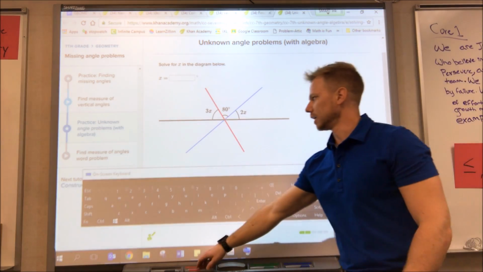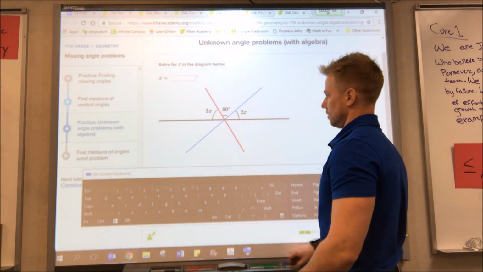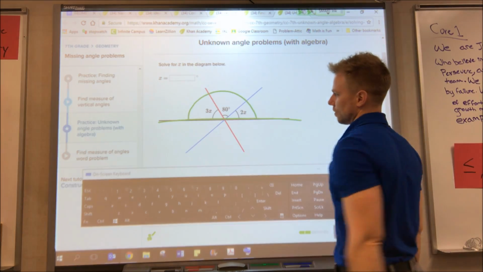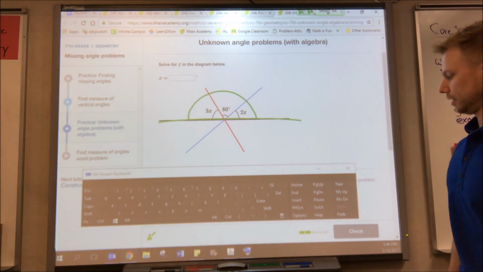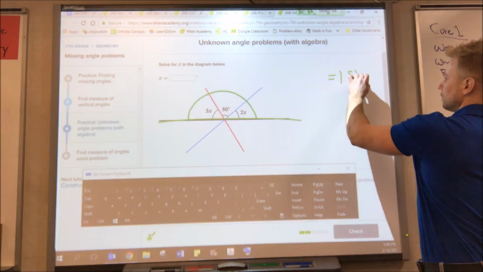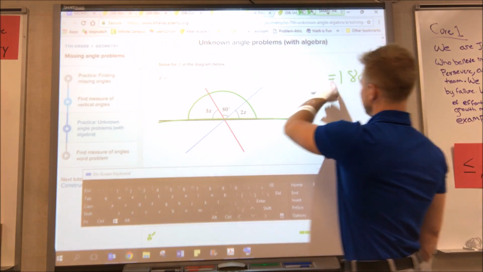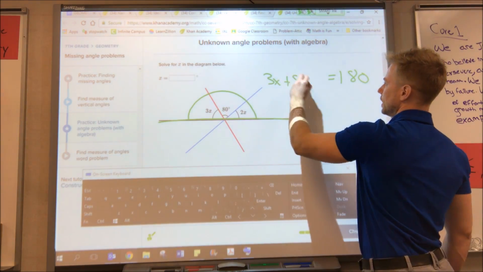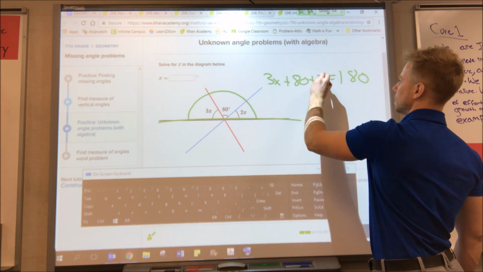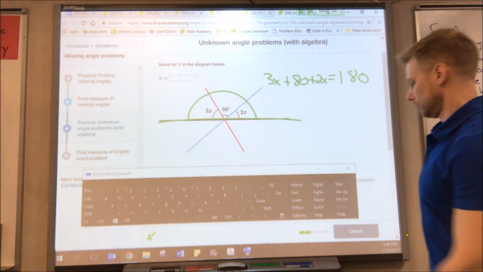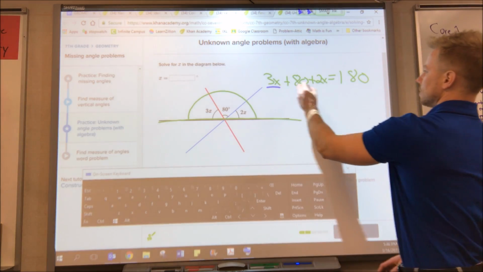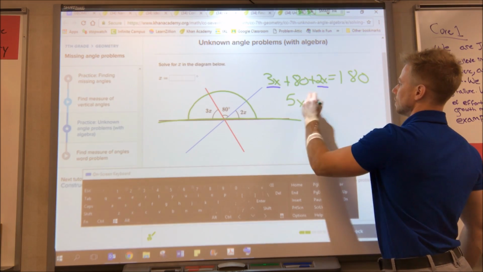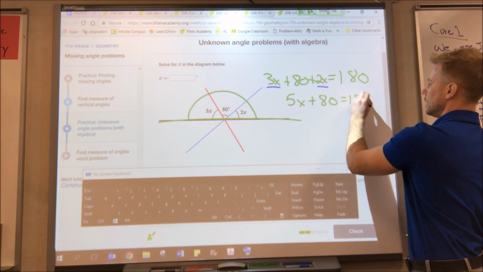And one more, again, we have a straight line. All three of these together makes half a circle, or 180 degrees. So we're going to add them all together and set it equal to 180. So the first one is 3x, the second one is 80, and the third one is 2x. Add all those together. We have 3x's and 2x's. Combined, that makes 5x's plus 80 equals 180.